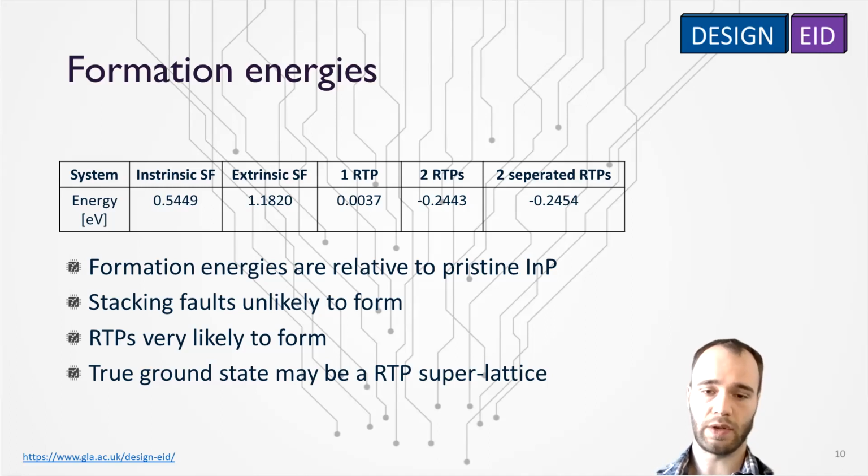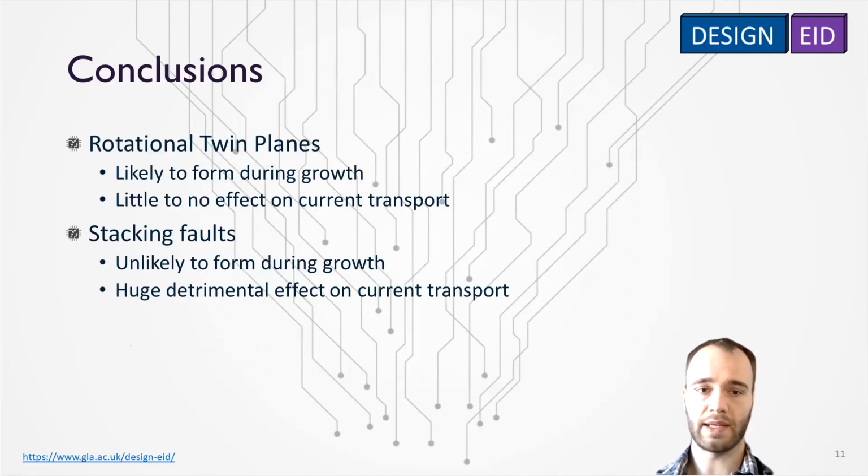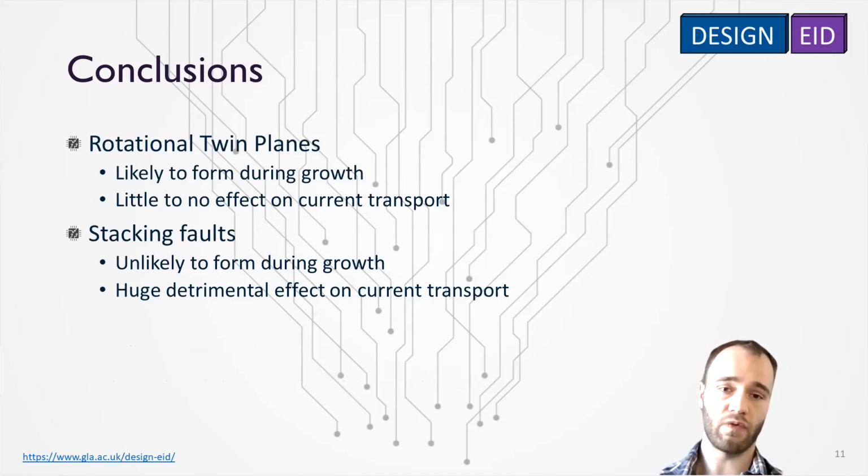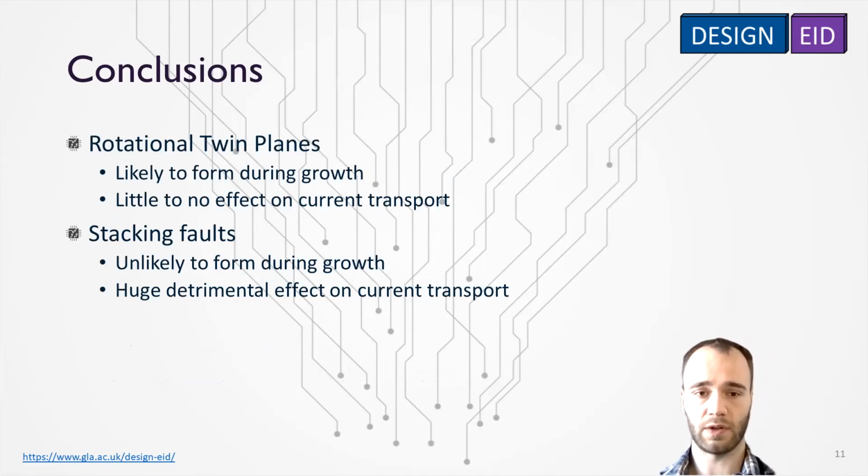But we can still conclude that while the twin planes are very, very likely to form during growth, they show little to no effect on current transport, at least along the 111 direction. Whereas the stacking faults, while they have a huge detrimental effect on the current transport, are also very unlikely to form during growth. And that's my conclusions.